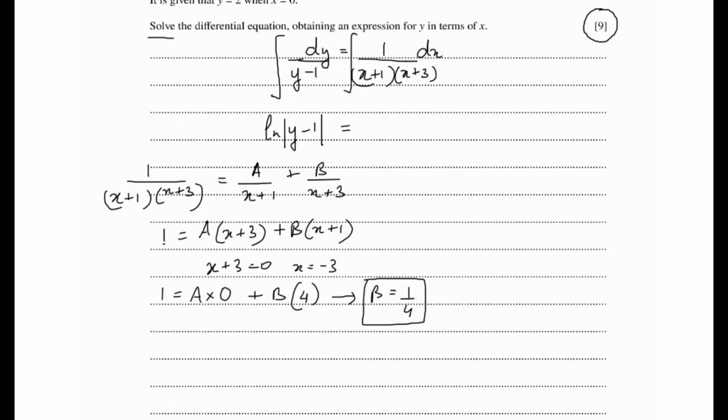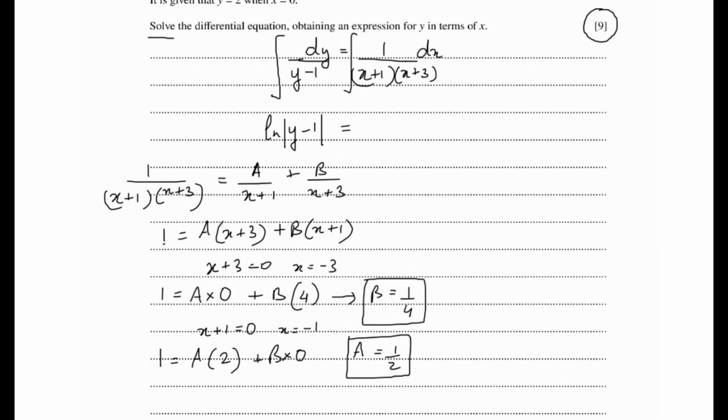Similarly, put x plus 1, the second factor, equal to 0. So x is negative 1. 1 is equal to a times negative 1 plus 3, which is 2, plus b into x plus 1, which is 0. So a is 1 by 2.